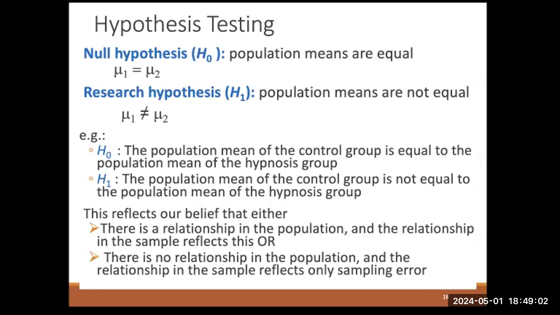This reflects our belief that either there is a relationship in the population, meaning that we will see something going on because of hypnosis in the population, and the relationship in the sample reflects it, or there is no relationship in the population and the relationship in the sample reflects only sampling error. So if the null hypothesis is accepted, then that means there is no relationship between hypnosis and memory retention, and whatever difference we see is just because of sampling error. That's the interpretation.